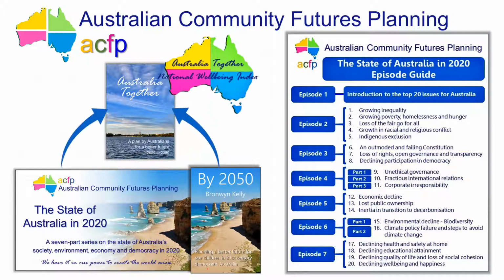The Australia Together National Wellbeing Index is being built by loading the data about where we are in 2020 into Australia Together. By mid-2021, approximately half of the data had been loaded, and for each of these starting points, a preferred target to reach by 2050 or sooner had been selected.